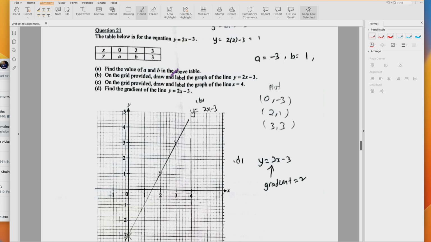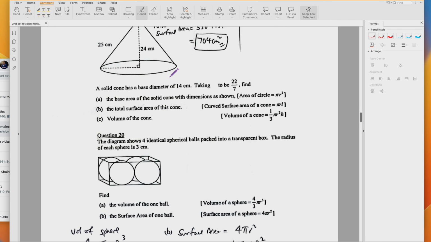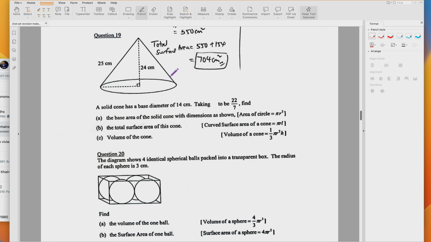Put your phone in front of you is very dangerous. Don't need to answer. Wow. So once you finish this, we'll talk about the pyramid, the cone, and everything. Yes.